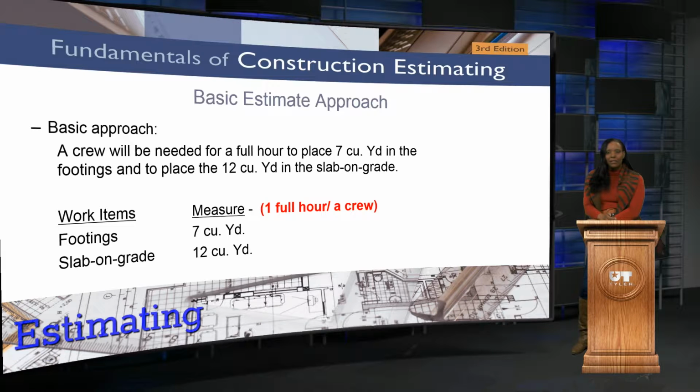So if we break this down a little bit further, and we start talking about measurements, that was the second bulleted item. It says that there are 7 cubic yards for the footings, and then for the slab on grade, there's 12 cubic yards. The other thing to note is that, like I said earlier, 1 full hour and a crew. So that's a way of measuring. You're looking at the fact that it's 7 cubic yards, so I'm giving you some sort of measurement. Another way you can do measurement is looking at how long it's going to take to do something as well, so you can actually measure that.